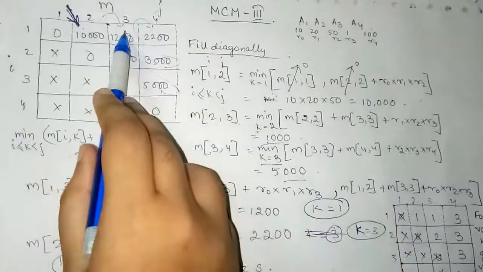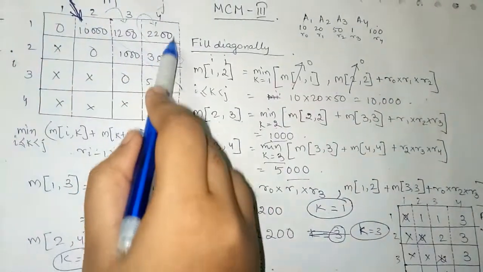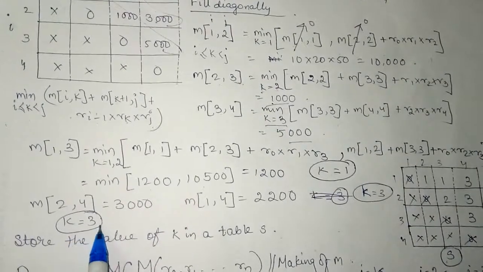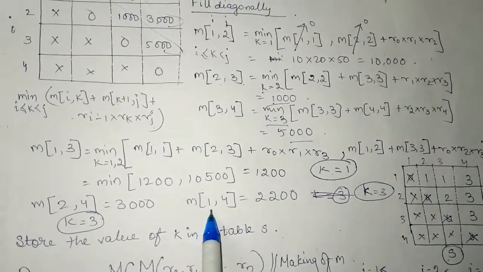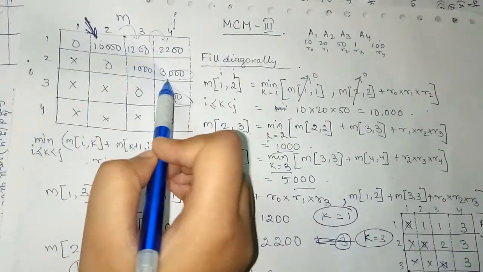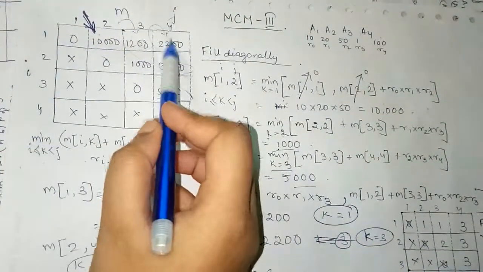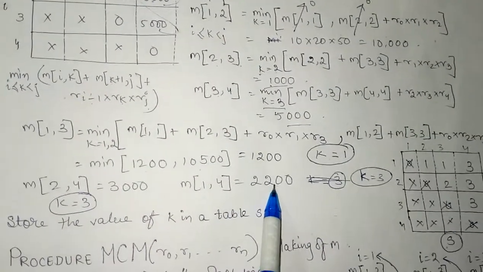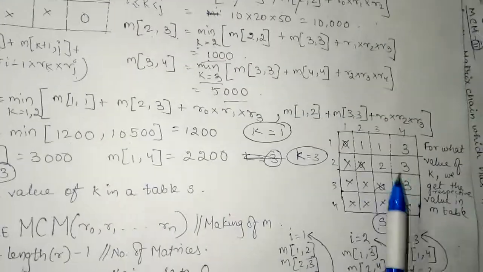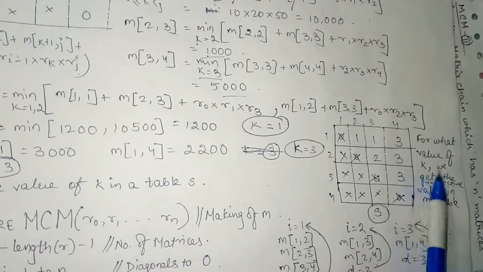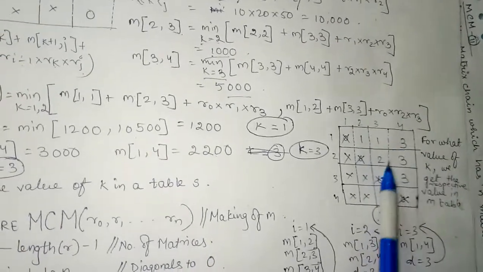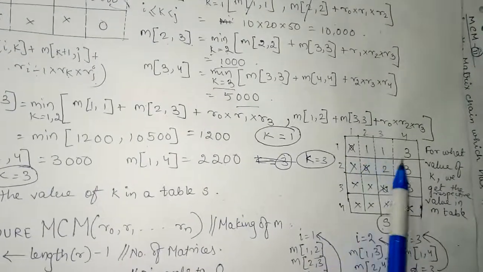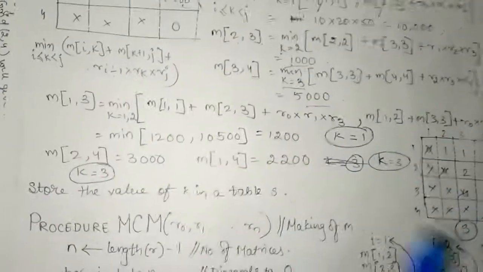Similarly for 2 comma 4, it is 3000 for the value of k equal to 3. This diagonal is completed. Then the last diagonal, only one element, that is 1 comma 4. It comes as 2200, and we have stored the k values in the table S, for what value of k we get the respective value in the M table. These have no value because we don't get any k, and for this we have stored the value of k.